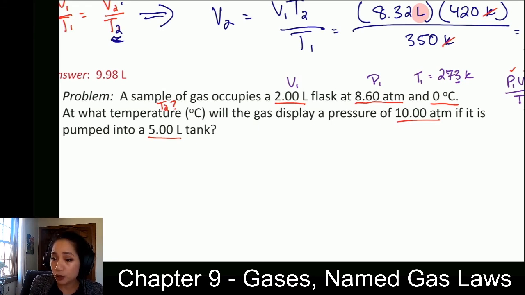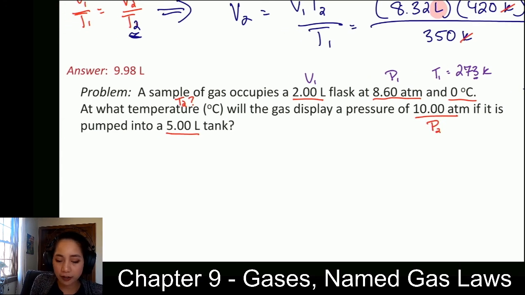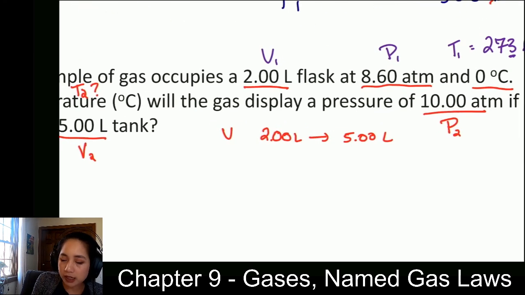So this is a new pressure, so this is P2, if it is pumped into a 5-liter tank. So this would be V2. So it seems like V1, our volume, is going from 2.00 liters to 5.00 liters. So this is like our condition 1, or our first state of this gas, and our second state of our gas. We're changing the volume, we're increasing the volume.